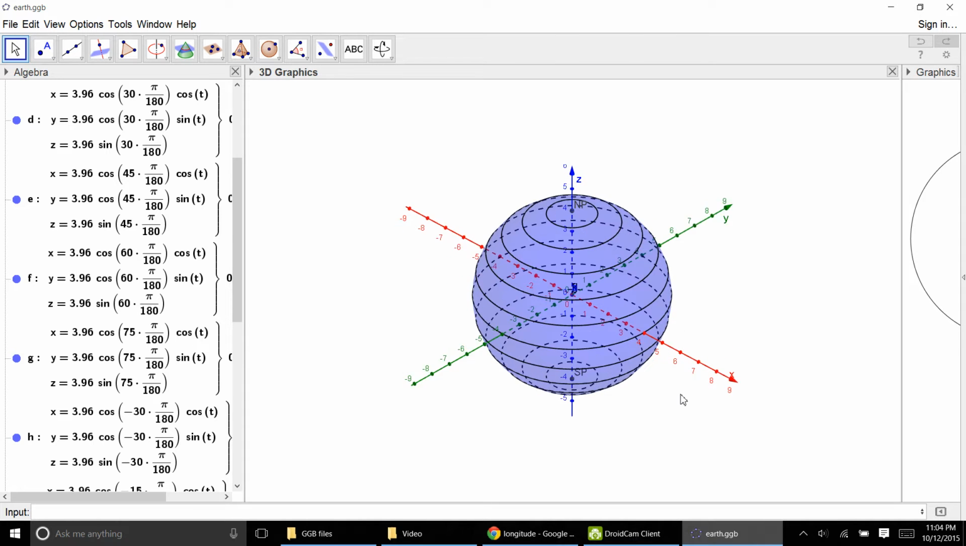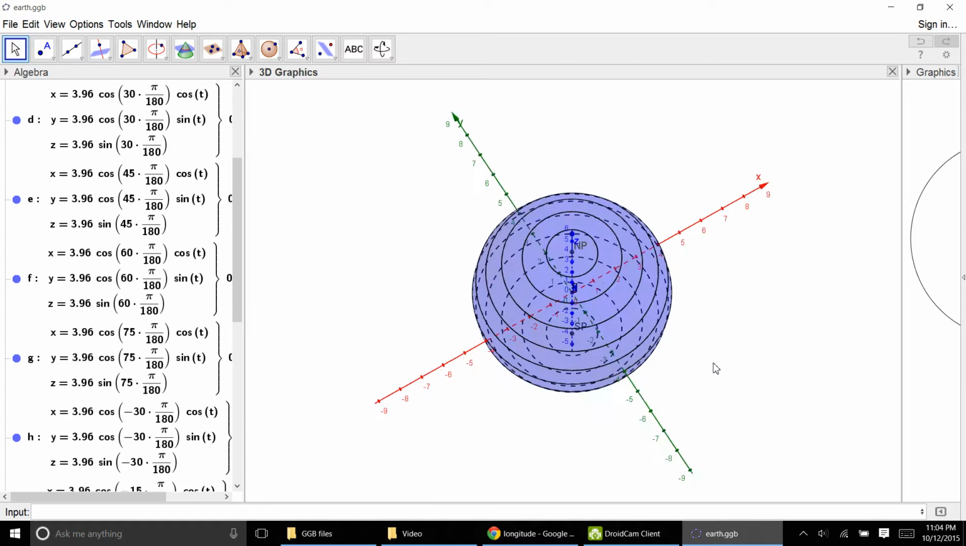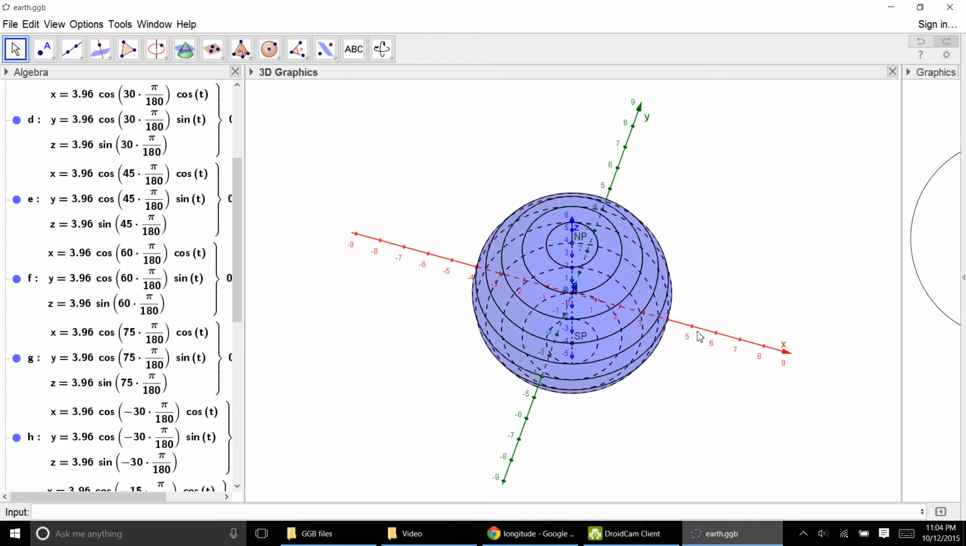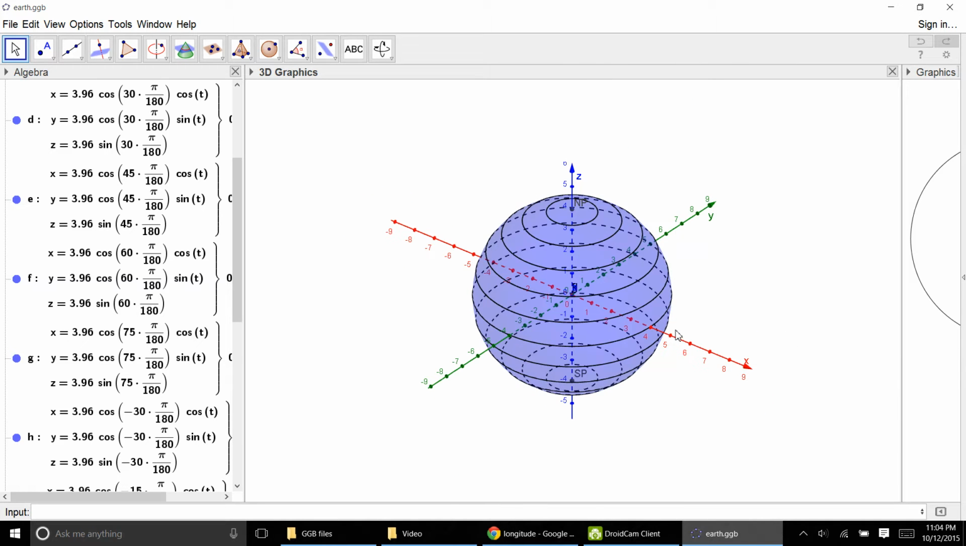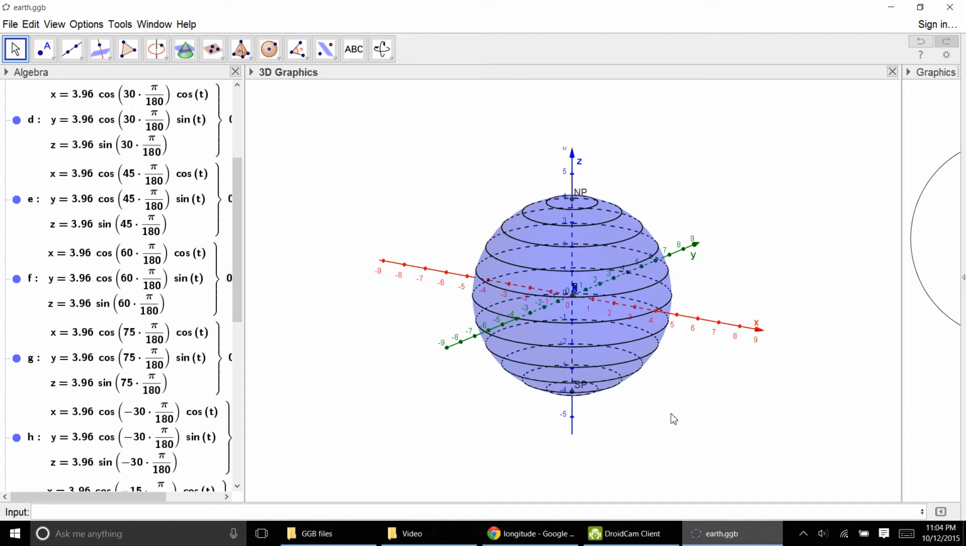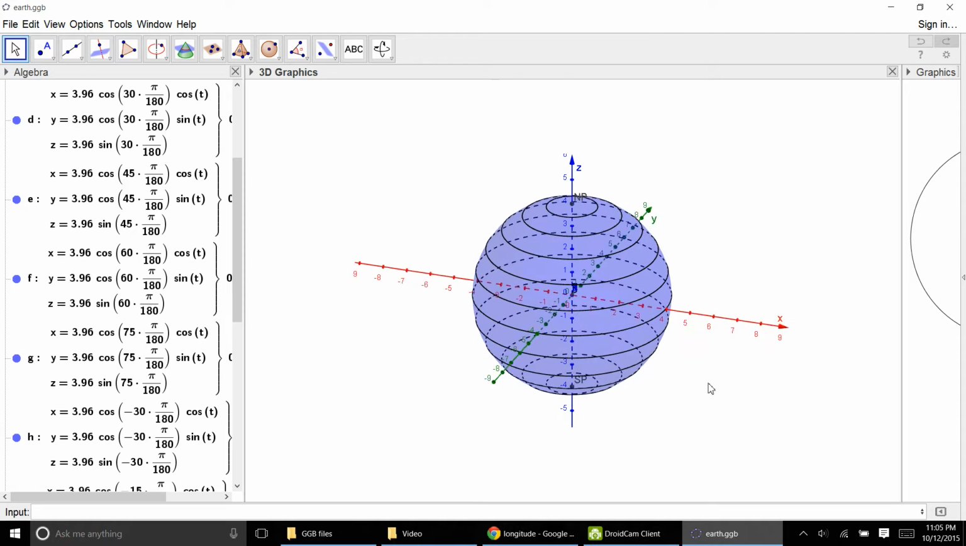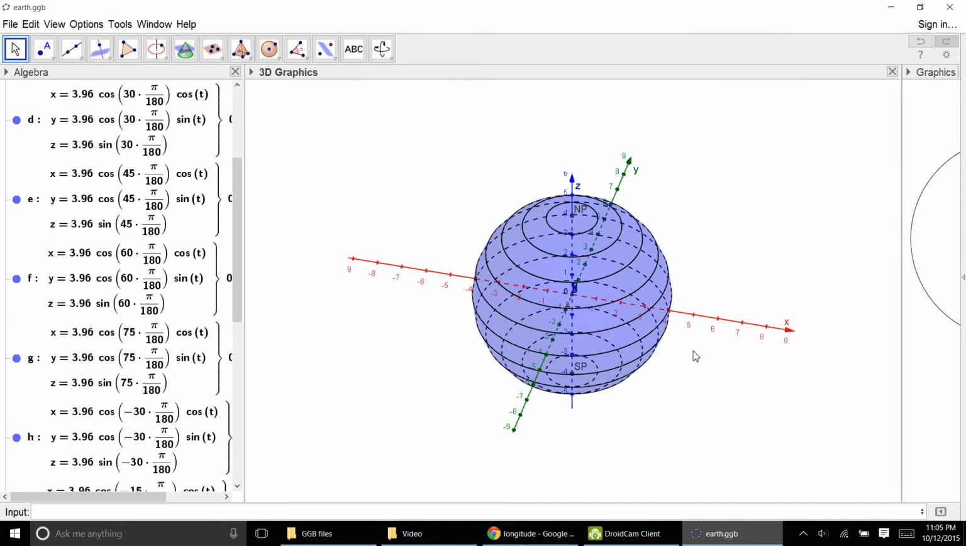I'm going to arbitrarily say that Greenwich, England is above the x-axis, right? It's on one of these parallels above the x-axis. You have to choose some arbitrary point on the sphere that it goes through besides the North and South Pole. You need 3 points in the center. So let's just have it go through the x-axis.